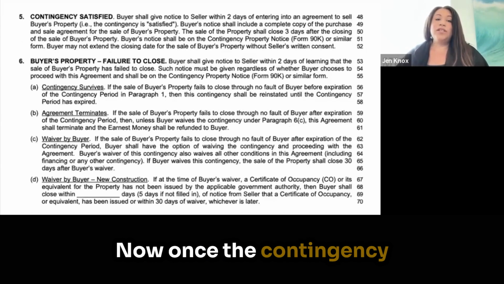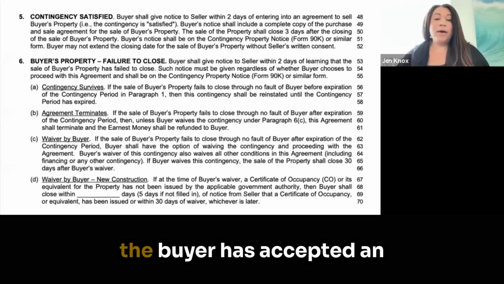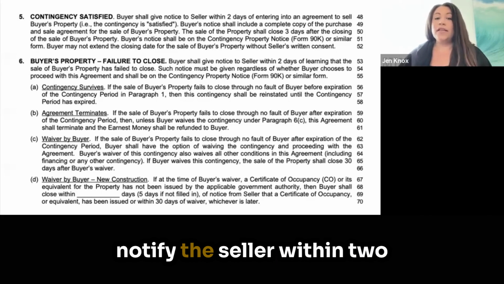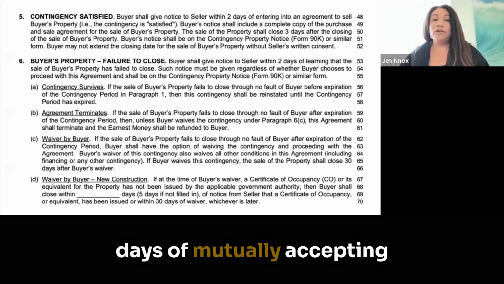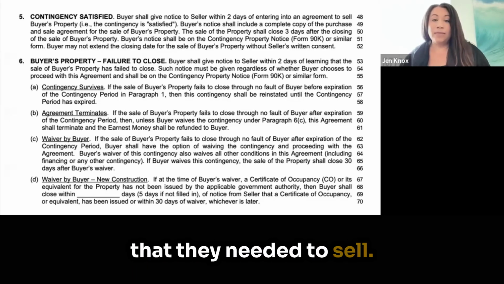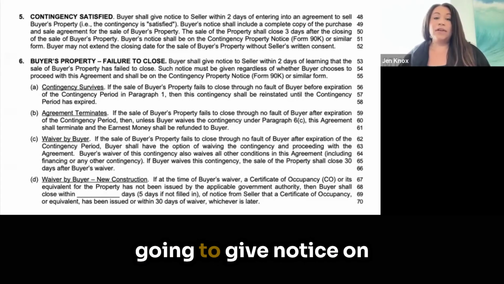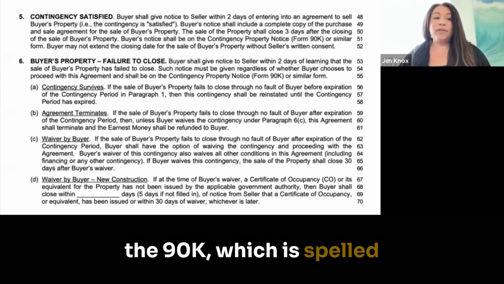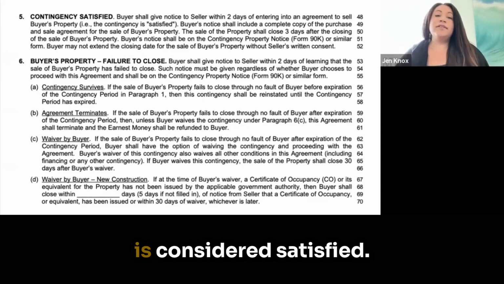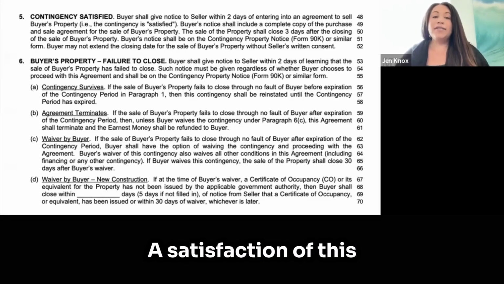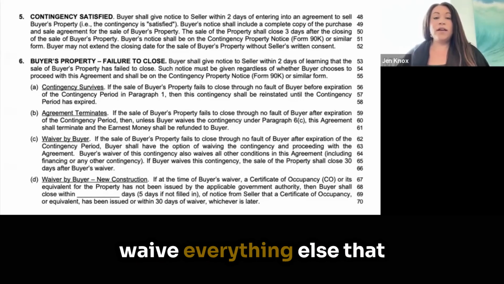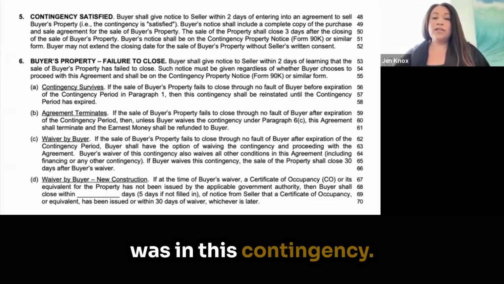Now, once the contingency has been satisfied, once the buyer has accepted an offer, the buyer needs to notify the seller within 2 days of mutually accepting that offer for their property that they needed to sell. When they do that, they're going to give notice on the 90K, which is spelled out in paragraph 5. And then that contingency is considered satisfied. A satisfaction of this contingency does not waive everything else that was in this contingency.